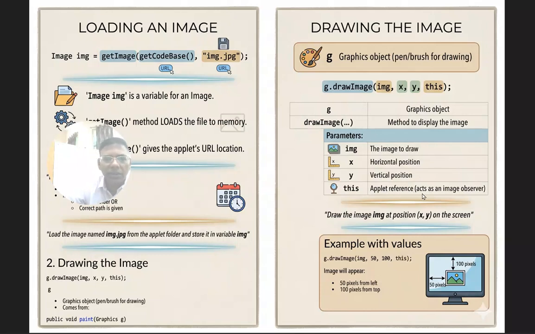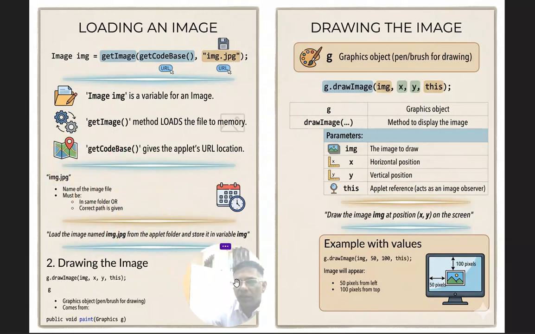So in short, we have discussed the applet, its life cycle, drawing the image, and a few things related to the event handler also. So that is all about the applet for today.